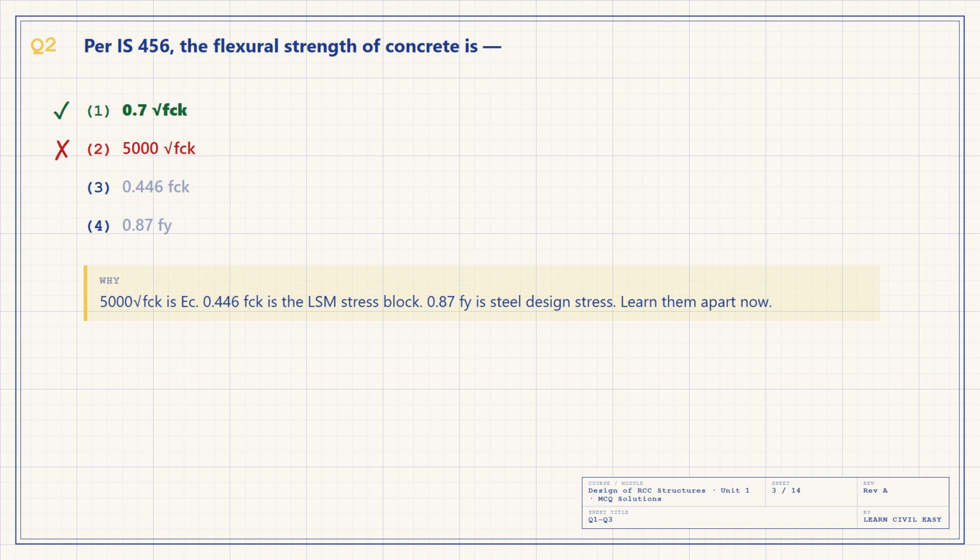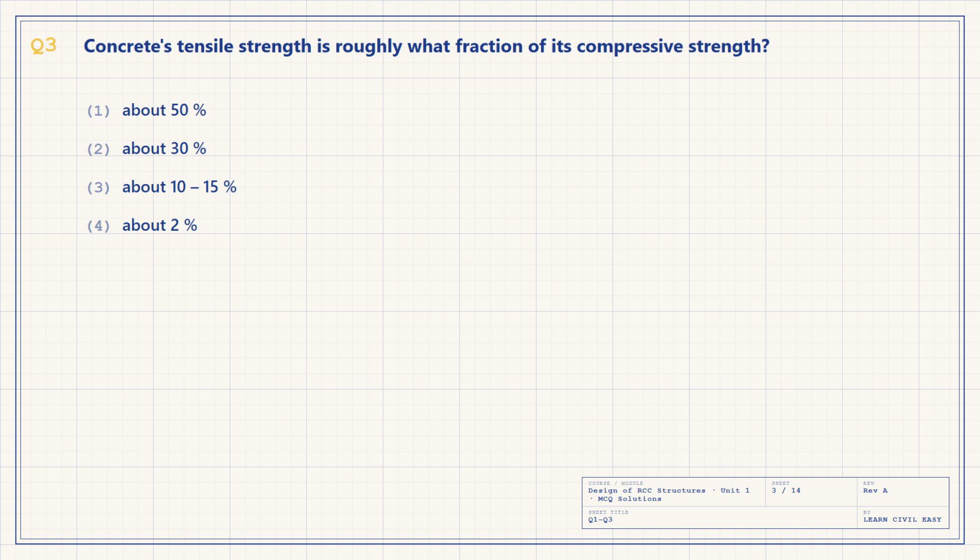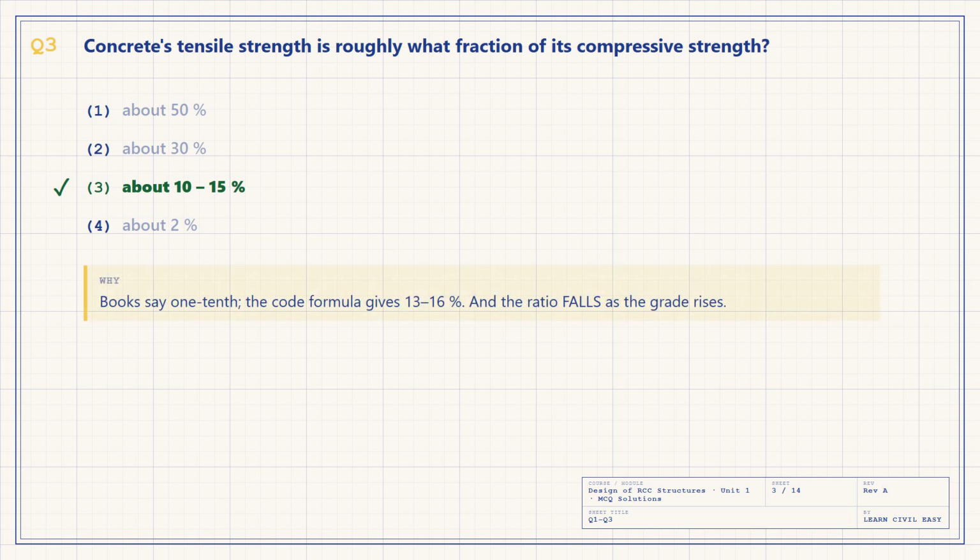Question 3. The tensile strength of concrete is roughly what fraction of its compressive strength? Option 3, about 10 to 15%. Most books say 1/10. By the code formula, it is closer to 13 to 16%. And here is the part worth remembering. As the grade goes up, that percentage comes down. M20 gives 16%, M25 gives 14, M30 gives 13. Concrete never gets good at tension. It only gets better at compression.